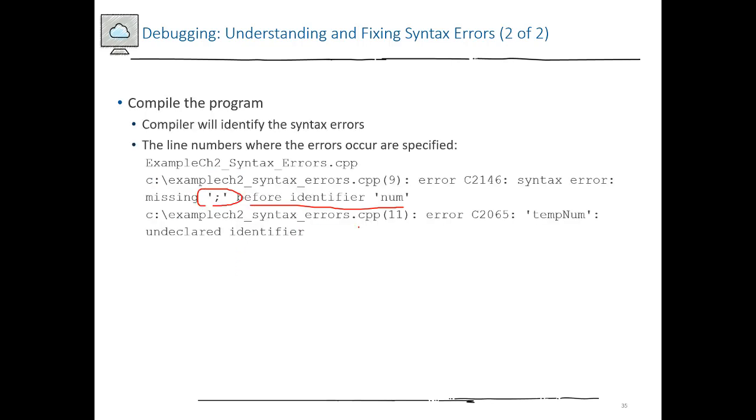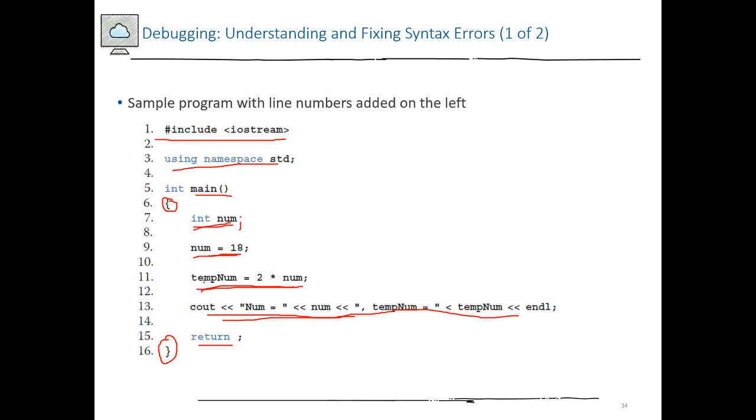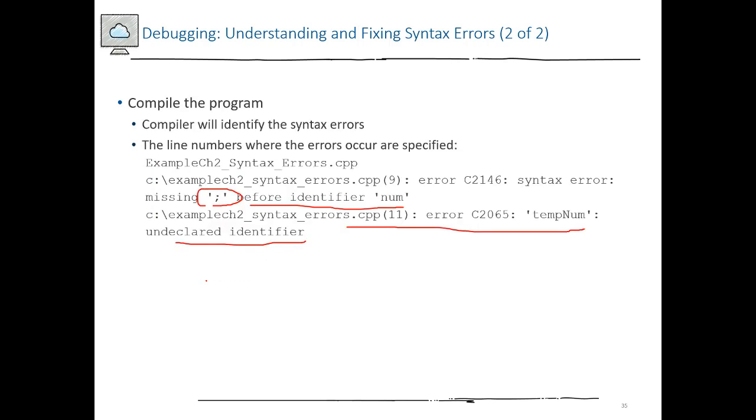Here it's telling us that temp num is an undeclared identifier. Exactly. We did not declare temp num. What is temp num? The computer doesn't know. We declared num, but we did not declare temp num. So that's where the error is happening.